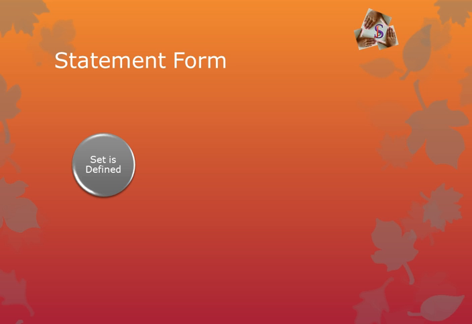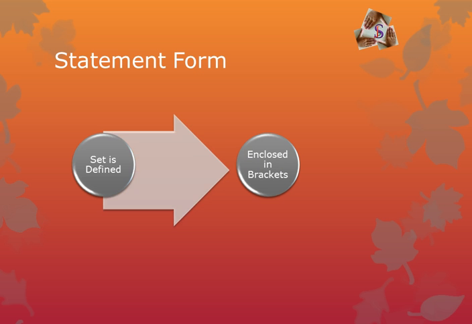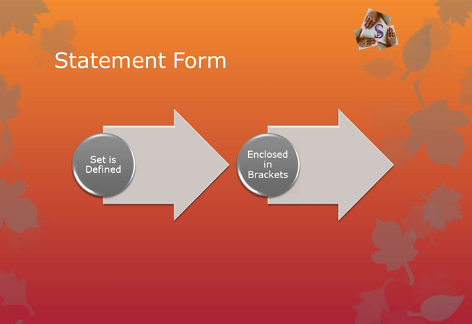A well-defined description of the set is given and it is enclosed in curly brackets. Let me explain to you this with an example. I am considering a set A, that is, set of prime numbers less than 10. So, I have well defined the set as I am telling that it consists of all prime numbers less than 10 and I have enclosed it in curly brackets.